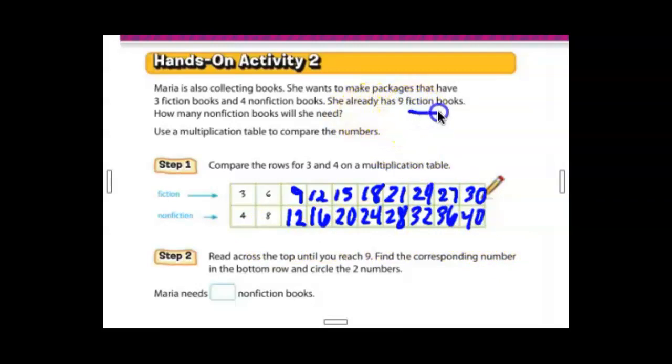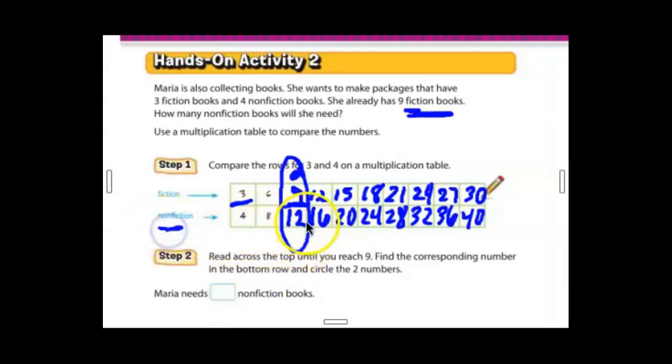It says she has 9 fiction books, excuse me, 9 fiction books. How many nonfiction books will she need? So if the top is fiction and the bottom is nonfiction, and we know that she has 9, this is what we know she has right here. So we're going to read across the top to find 9, and then figure out the corresponding number. The equivalent ratio to 3 to 4, fiction and nonfiction, is going to be 9 to 12.